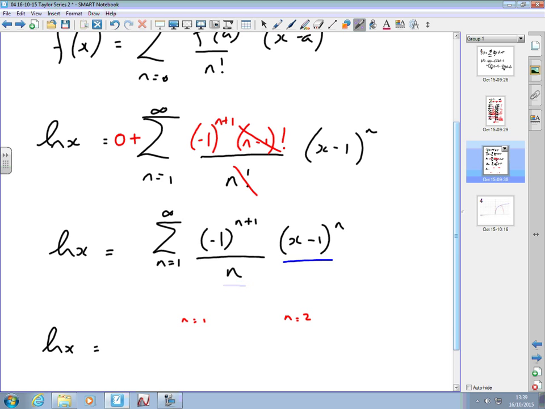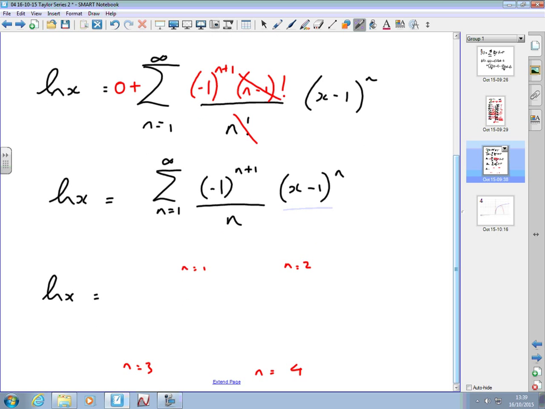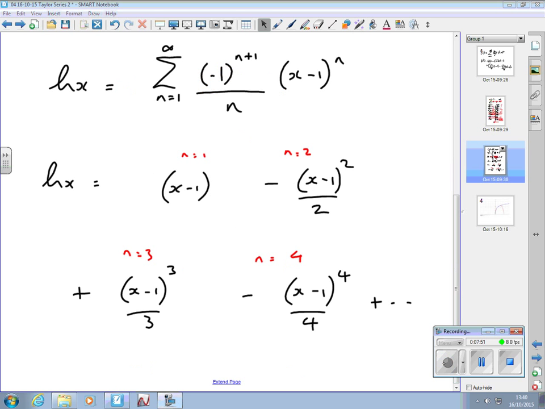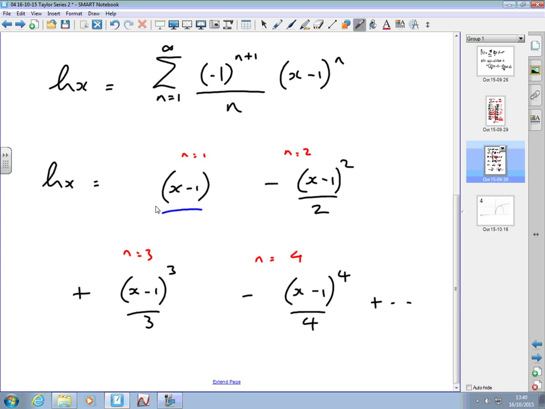And I can think of that now about writing down what the first few terms in this power series are. So again, you can just pause it here and try and write down what the first few terms in this series are. So here we have, hopefully you got these first 4 terms. x minus 1 minus x minus 1 squared over 2 plus x minus 1 cubed over 3. And we can now see a pattern, and we can carry on writing as many terms as we want.